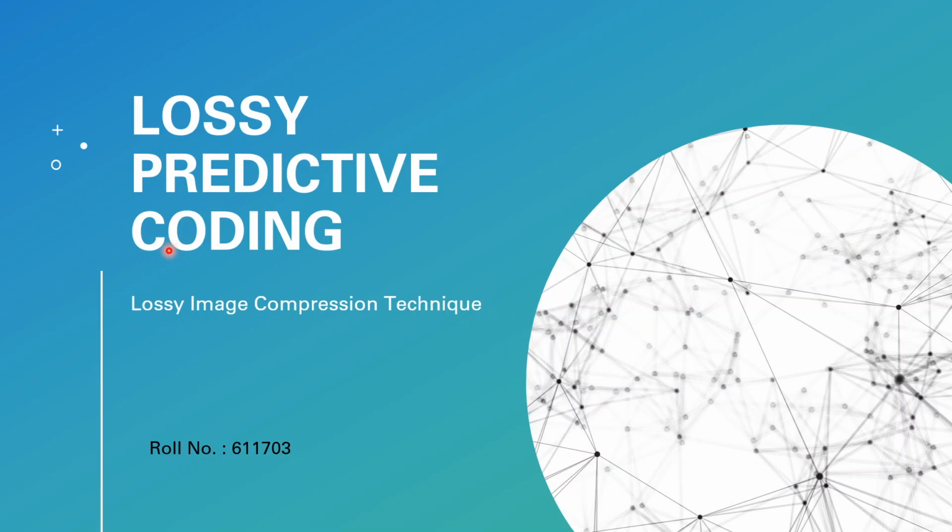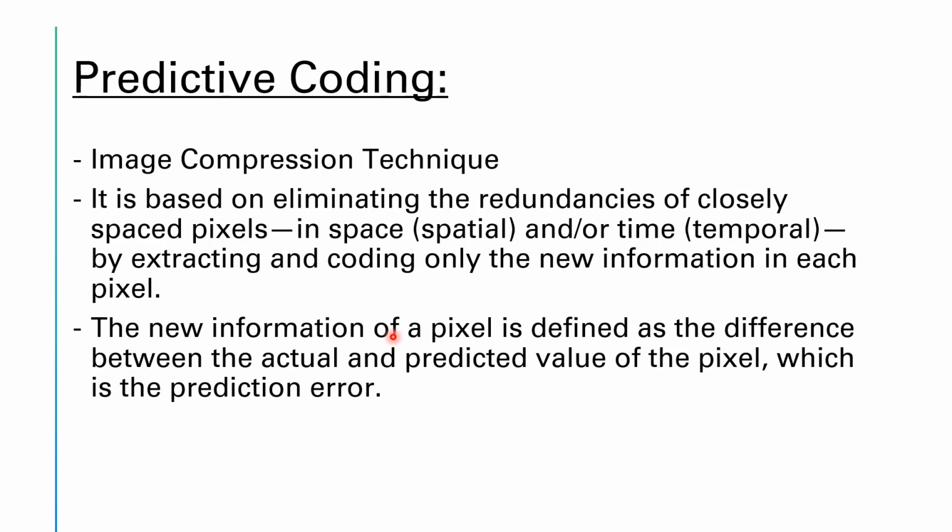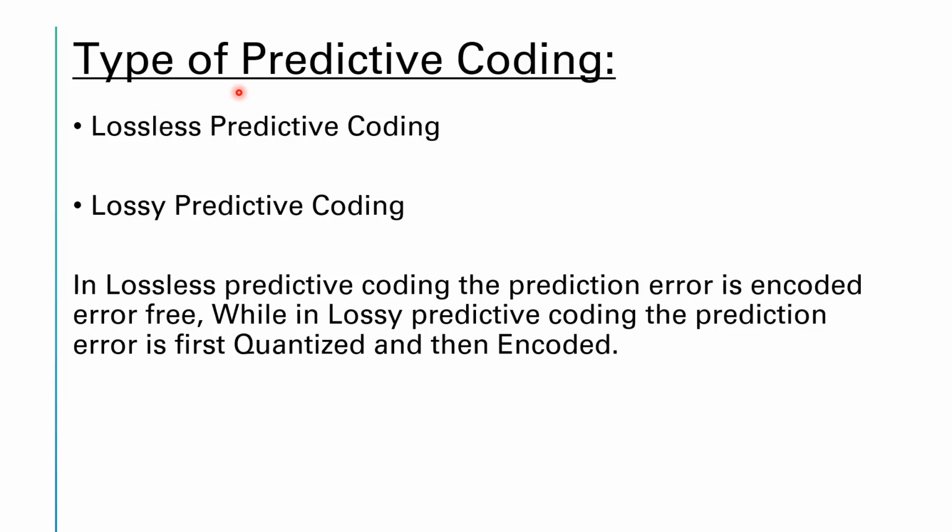Lossy predictive coding is a lossy image compression technique. Predictive coding is an image compression technique based on eliminating the redundancy of closely spaced pixels in the spatial or temporal domain, or both, by extracting and coding only the new information in each pixel. That new information is the difference between the actual and predicted value of the pixel, which is also called the prediction error.